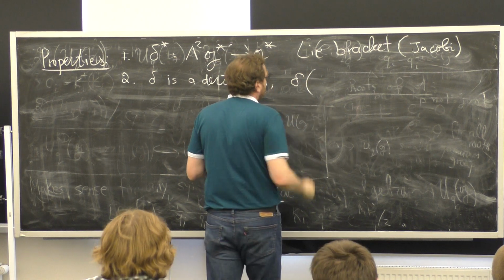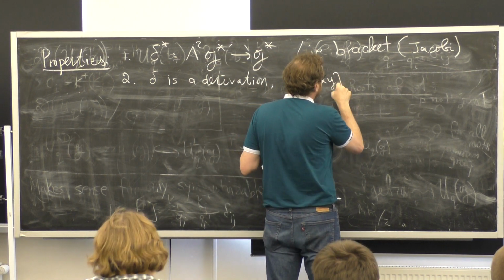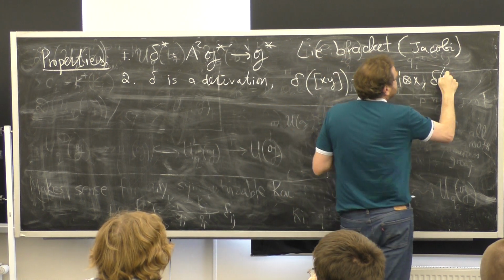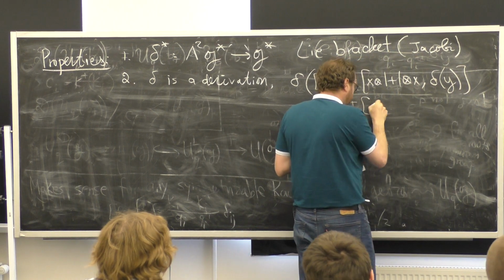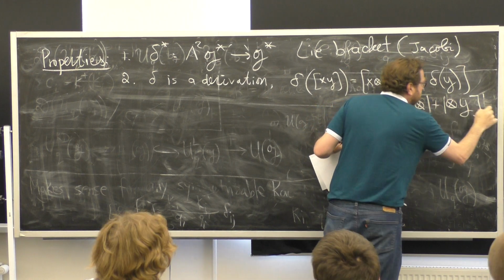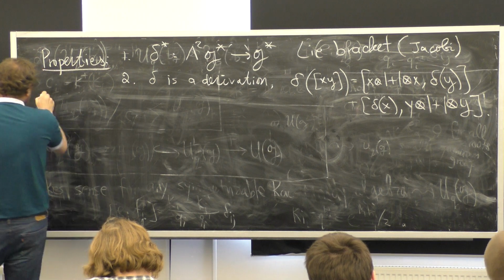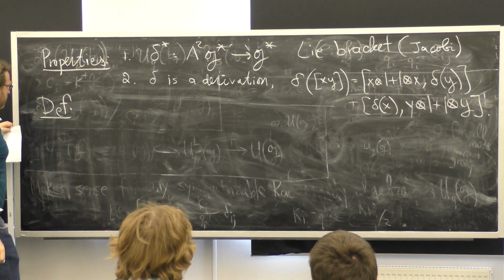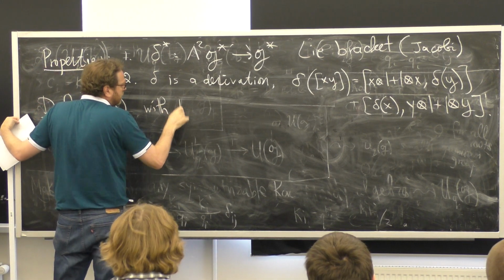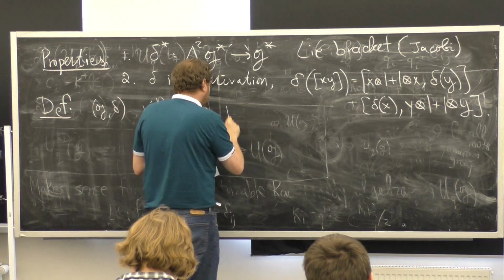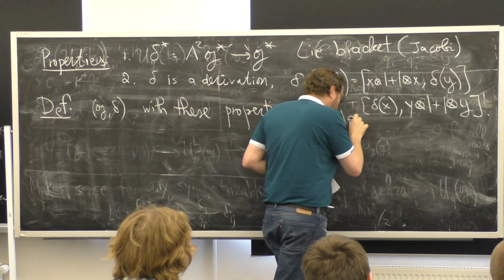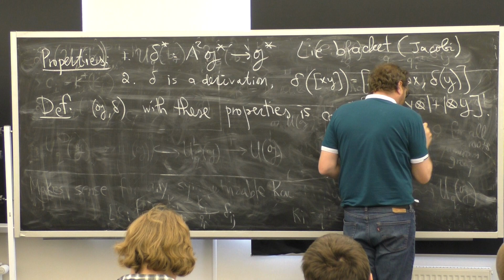Namely, it means the delta of the commutator xy is x tensor 1 plus 1 tensor x with delta of y plus delta of x with y tensor 1 plus 1 tensor y. And the definition: such a pair, G delta, with these properties is called a Lie bialgebra.